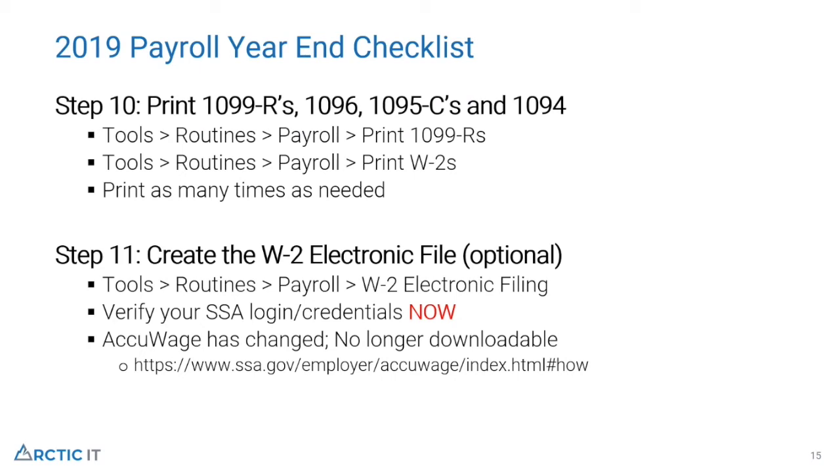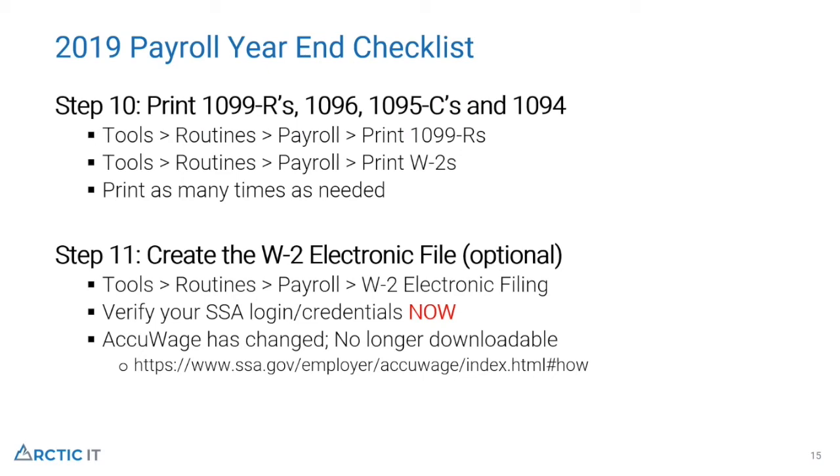All right, step 11 is to create the electronic W-2 file. This is listed as optional on Microsoft's checklist, but for most people it's not optional. This is the method that they're required to do. So this is producing the actual file itself that you're going to upload to the Social Security Administration. So just another note here, make sure that you know what your Social Security Administration login or credentials are now for Business Services Online, which is where you're going to upload that file to.